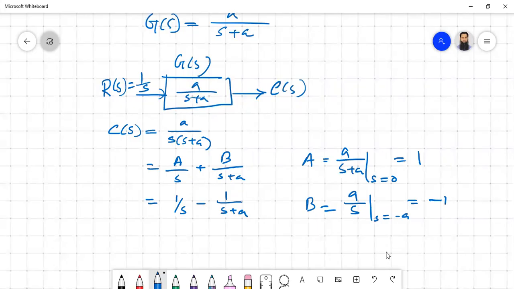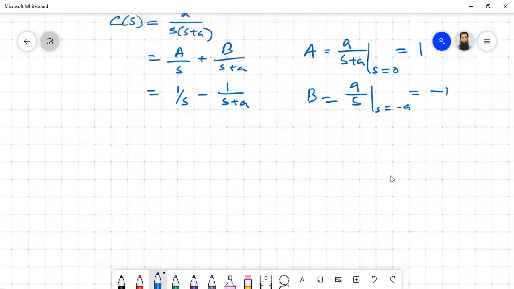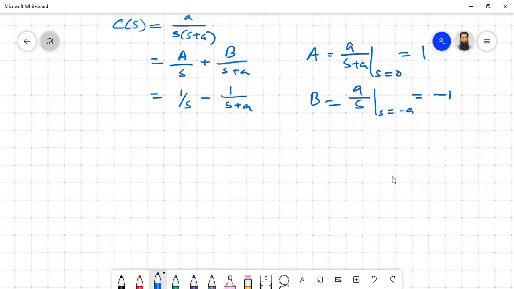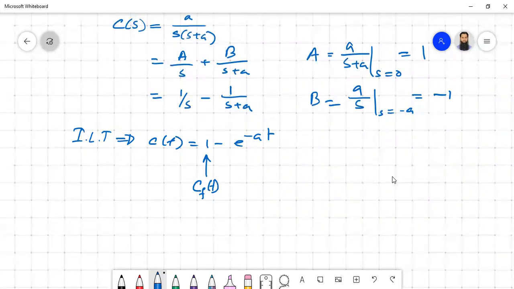Now just take the inverse Laplace transformation. That will give you c(t) equal to 1 minus e to the power minus at. So this is the solution. Now, according to the previous discussion, this is your forced response, c_f(t), and this is your natural response, c_n(t). The total response is the summation of both.